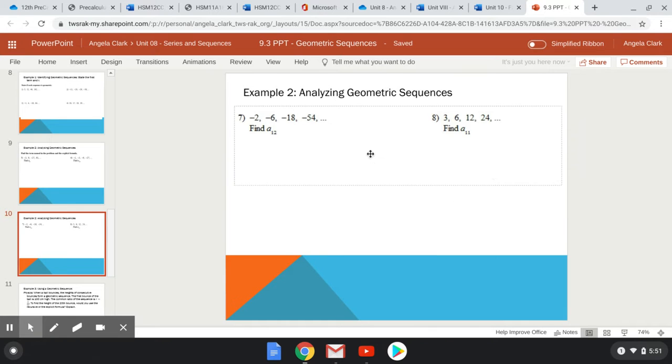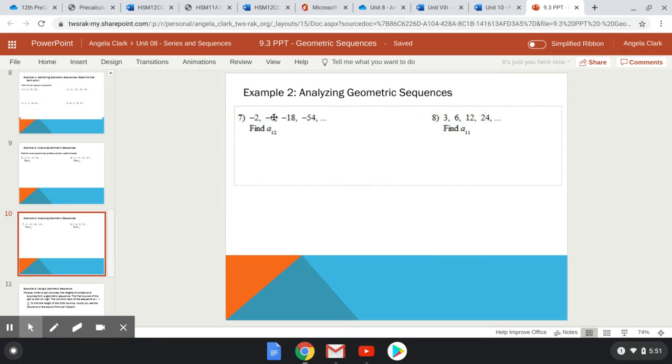So we're looking at number 7 here. We want to know what our common ratio is. What are we multiplying by each time? Well, again, it's going to be 3, right? -2 times 3 is -6. If you don't know, you can always divide, right? I could always take -6 divided by -2, and that would give me my common ratio.